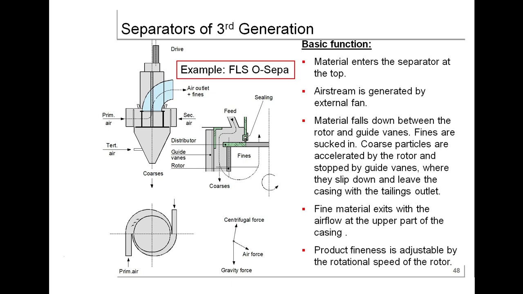Material enters the separator at the top. Airstream is generated by an external fan. Material falls down between the rotor and guide vanes. Fines are sucked in. Coarse particles are accelerated by the rotor and stopped by guide vanes, where they slip down and leave the casing with the tailing outlet. The fine material exits with the airflow at the upper part of the casing. Product fineness is adjustable by the rotational speed of the rotor.